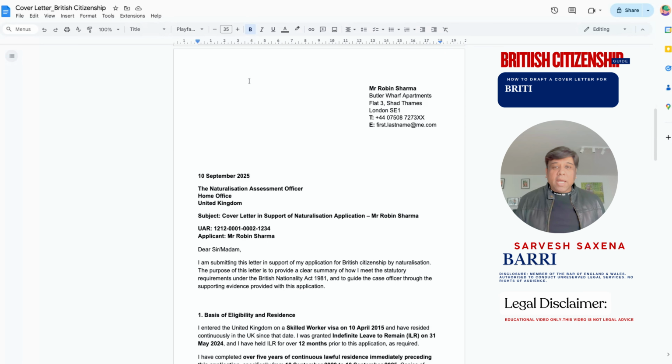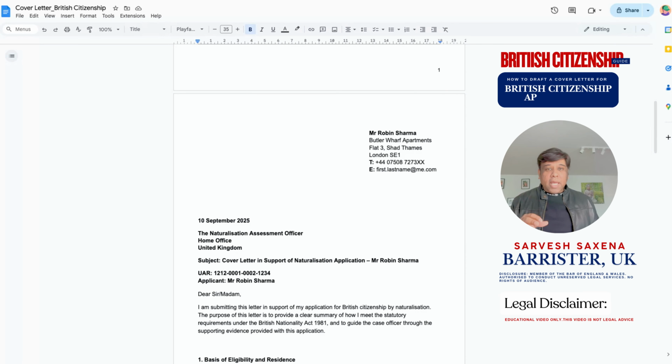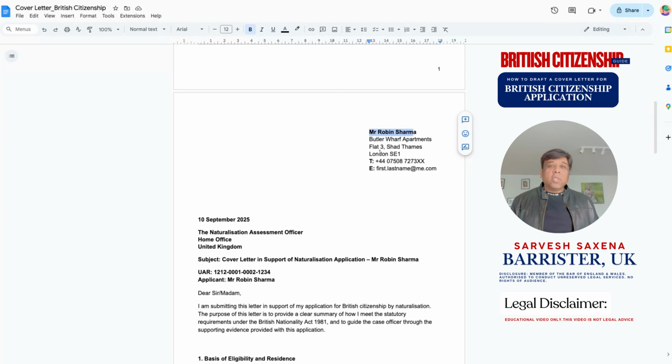So I have taken the liberty of drafting this letter and I'm going to show you. The applicant name is Robin Sharma. He lives at this address. On the right hand side, you will list your name, address, and contact details, which is listed here. Please make sure the numbers are correct. These are fictitious in nature, but I'm just giving a structure.